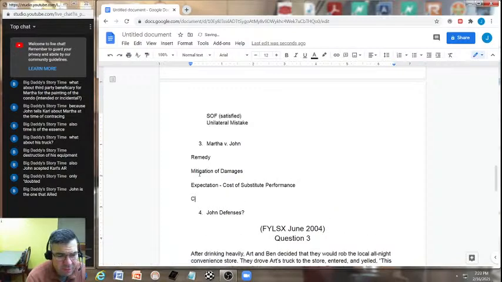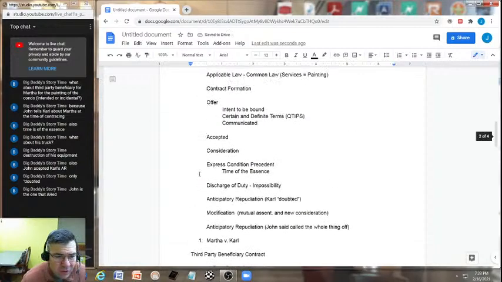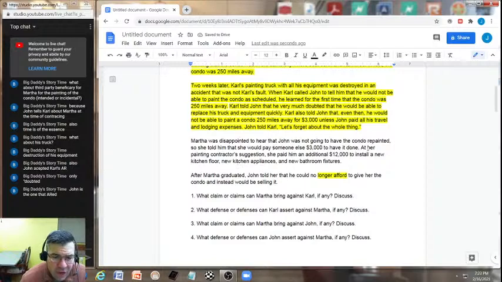And then we come down here, we talk about consequentials. And this is where we have Hadley versus Baxendale. And then we do incidental. Okay, now, at her painting contractor's suggestion, she paid him an additional $12,000 to install a new kitchen floor, new kitchen appliances, and new bathroom fixtures.